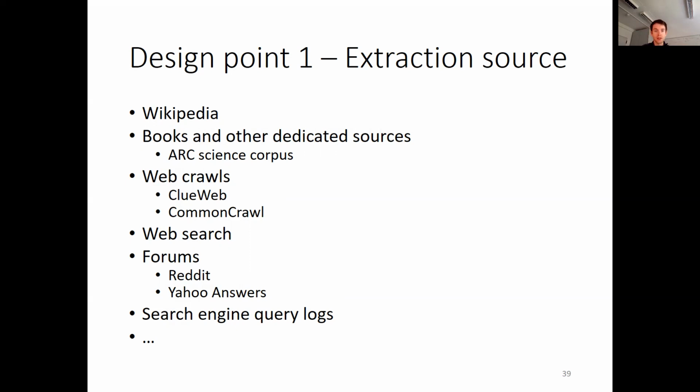Another source we see used are forums, for example, Reddit and Yahoo Answers, with the advantage that one can again target specific topically relevant forums. And finally, search engine query logs are used in the Quasimodo project, which we'll see are a very good source for salient knowledge.